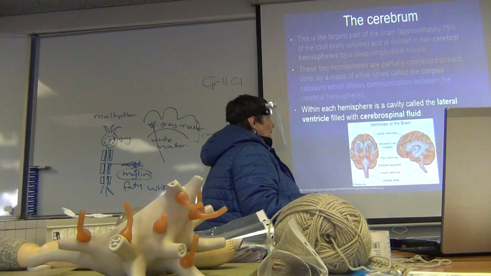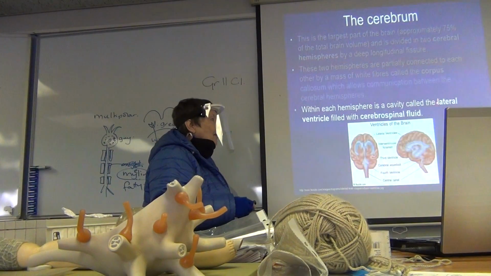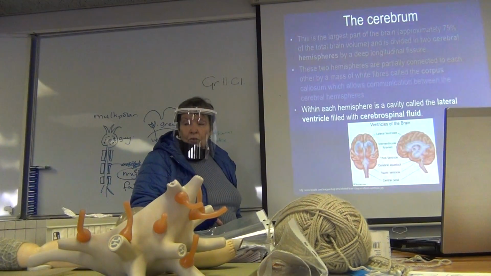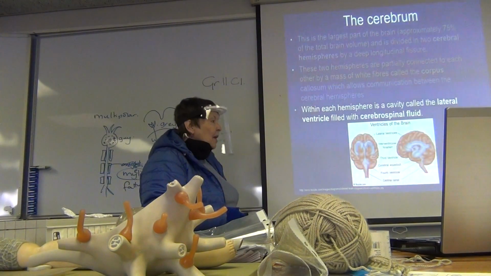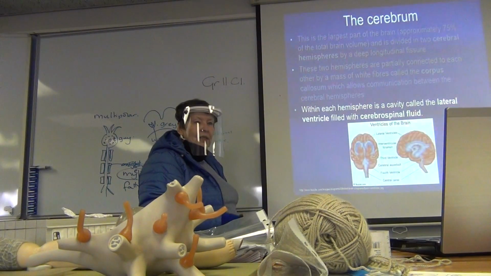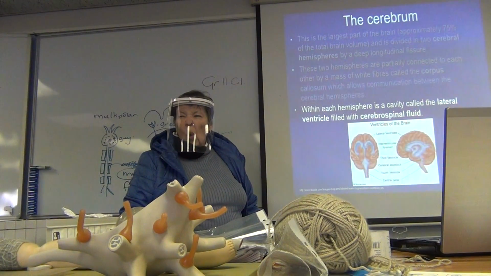Then yesterday I spoke about the fact that within each hemisphere there's a little cavity called a lateral ventricle, or ventricle 1 and 2. And then in the middle there was ventricle 3. And the fourth ventricle was down at the bottom here, and it connects to the central canal, which goes down through the spinal cord.